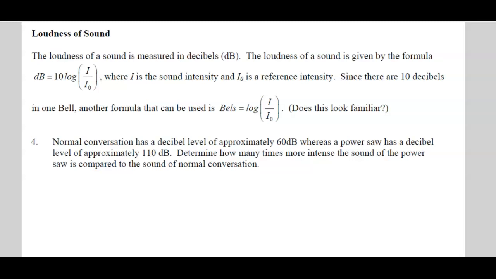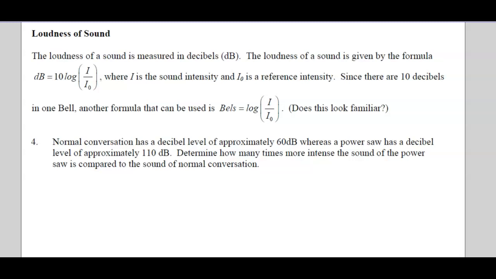Okay, so the loudness of sound is measured in decibels, dB. The loudness of the sound is given by the formula, dB equals 10 log I over I naught. I is the sound intensity, and I naught is the reference. Since there are 10 decibels in a bel, another formula that can be used is bels equals log of I over I naught. So, it depends on what units you're given. And you might want to convert to this because then there's no coefficient, right? So, we'll see how these questions play out here.